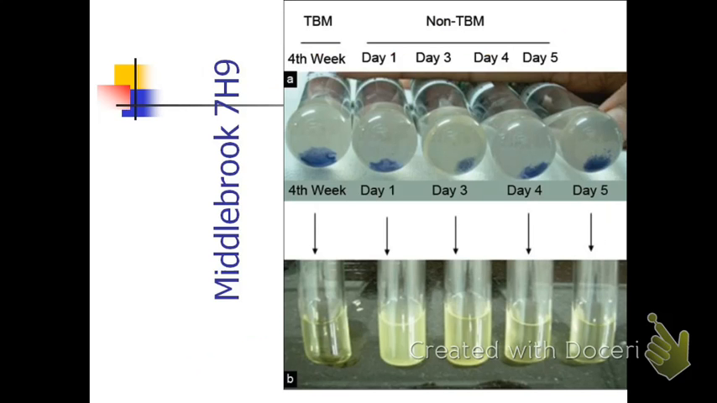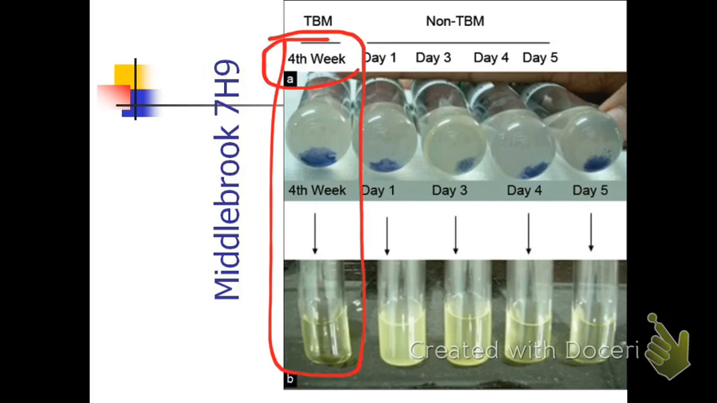So this is the Middlebrook 7H9. The presence of turbidity is again an indicator of a positive result. This tube is an example of a positive tube for Mycobacterium tuberculosis, which will take about 4 weeks before we could see detectable turbidity. Rapid growers would take about 1 to 5 days before there is already turbidity in the medium.